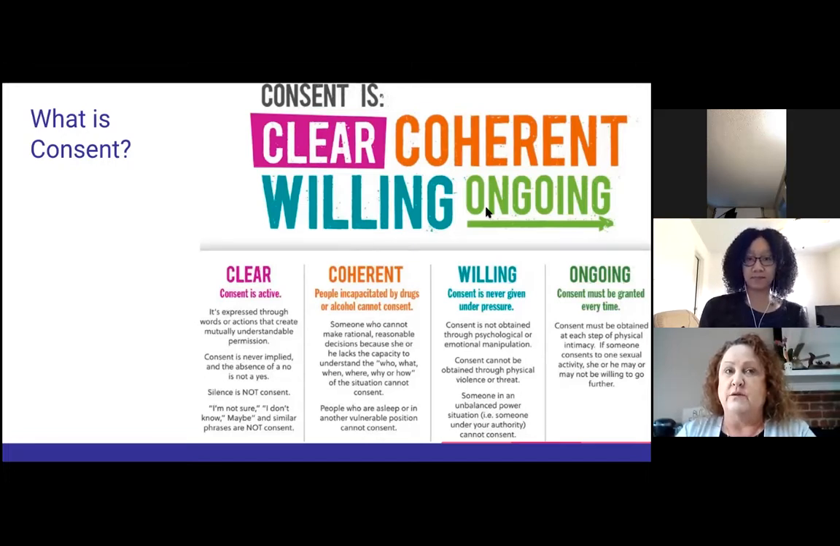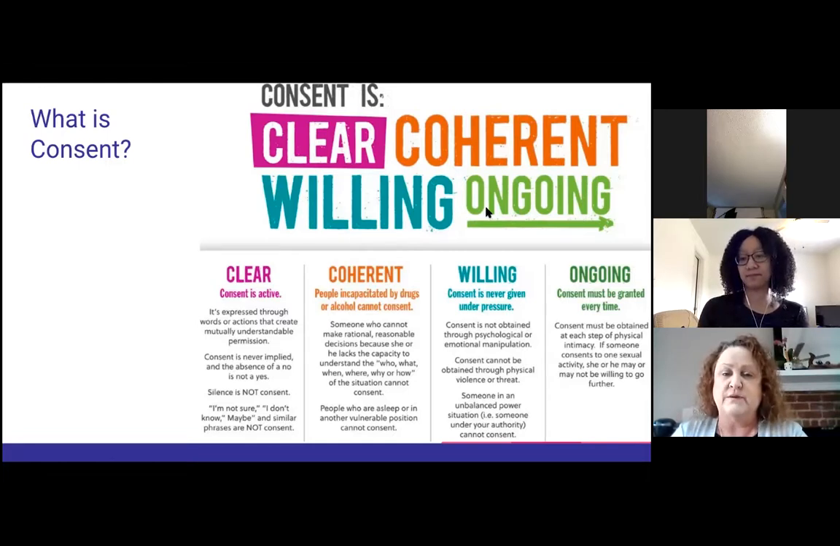Also, it has to be willing. You can't pressure someone into giving consent. So you can't say, but if you loved me, you can't do that. You can't use pressure to have someone consent. It has to be completely their free will. So it's not obtained through psychological or emotional manipulation, which we've seen considerable amounts of. It cannot be because of a threat. It needs to be no kind of physical threat. It can't be because someone's in power over you. It needs to be your own willing consent, your choice.